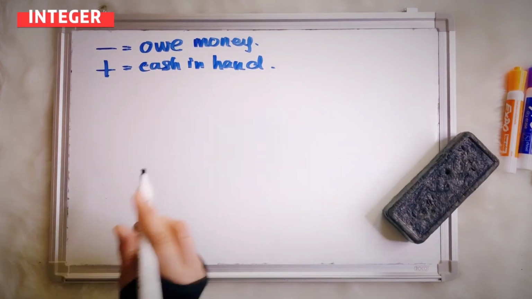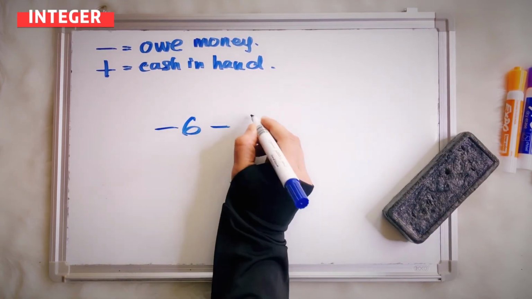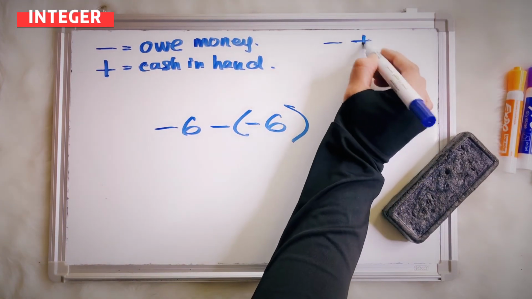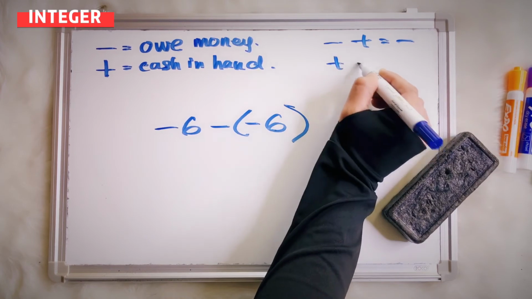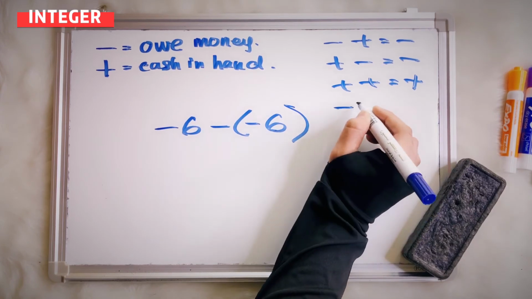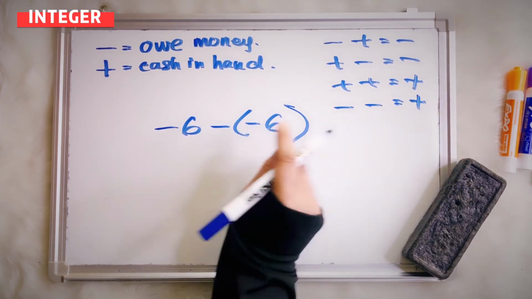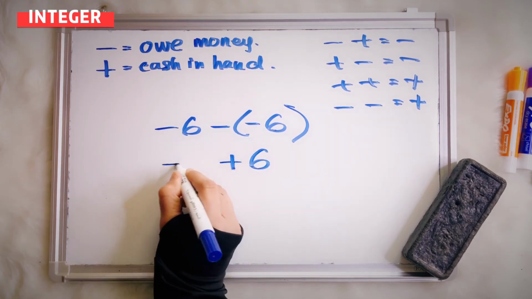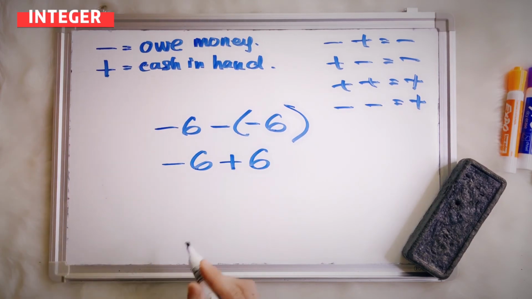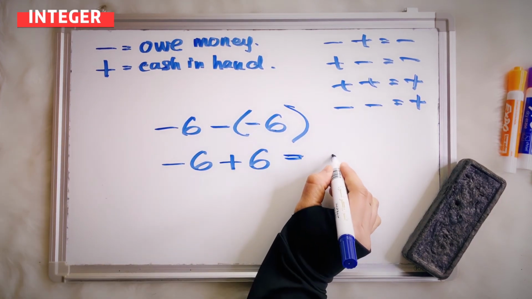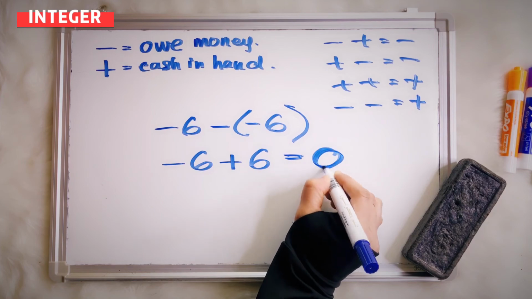So let's say I give you positive 6, negative 6. Now check the sign. Remember, plus minus is a minus, plus and plus will be plus also. So minus minus will be positive. Now you owe me $6 and then you have cash in hand right now $6. So you pay me, right? So now your cash in hand right now is 0.